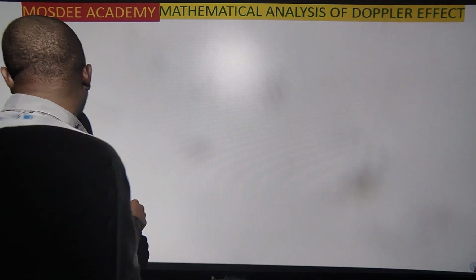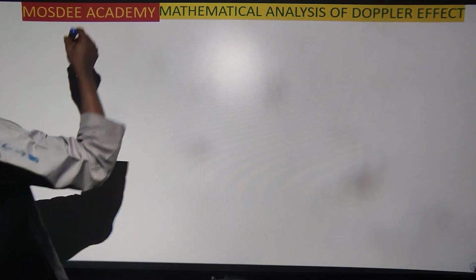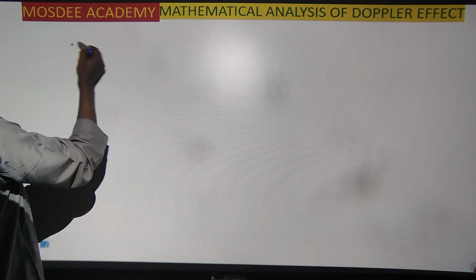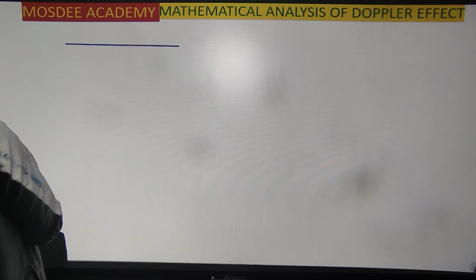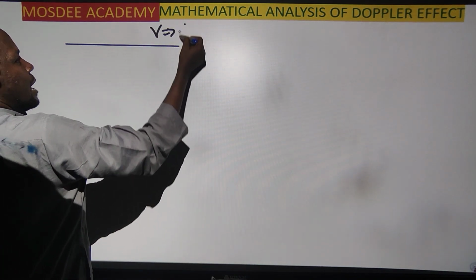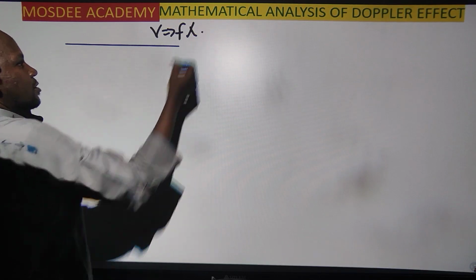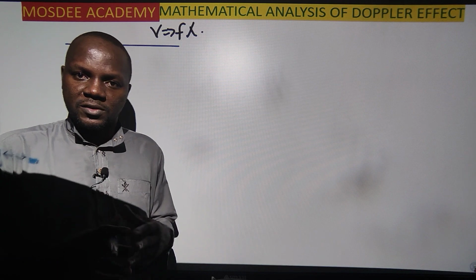In doing that, I'm going to bring you back to some important formula which I suppose you studied in your junior classes, the formula concept of wave. I hope students still remember that V equals F lambda, whereby F is the frequency, which is defined as the number of oscillations produced per second.